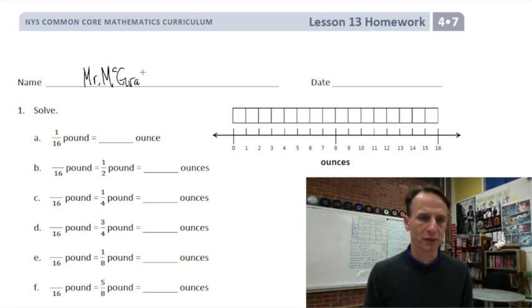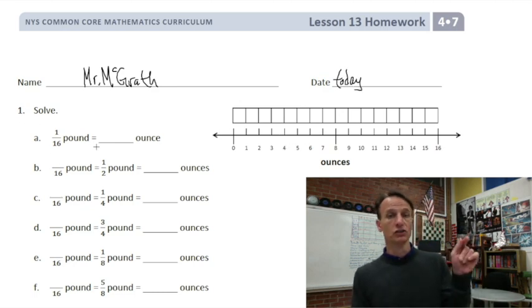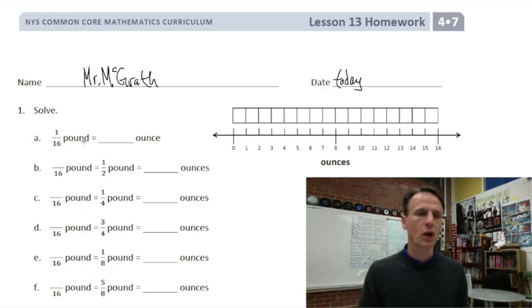You write yours. When you turn it in, you get credit for your work. Or if you just set it down, you know it's yours, right? Even if you don't turn it in. Date today is today. You write the actual date, though. Our instructions are solve. So let's do that.